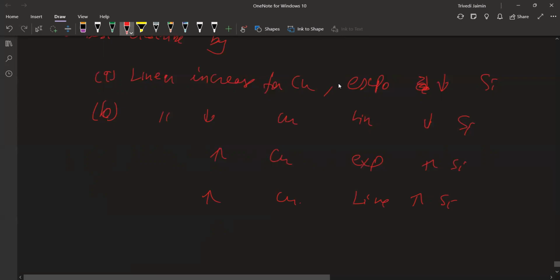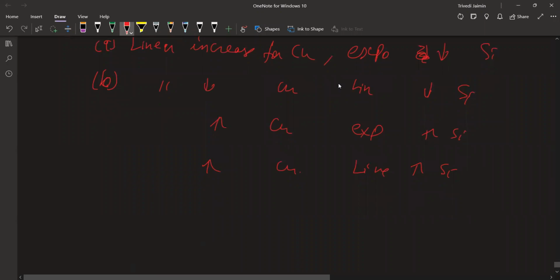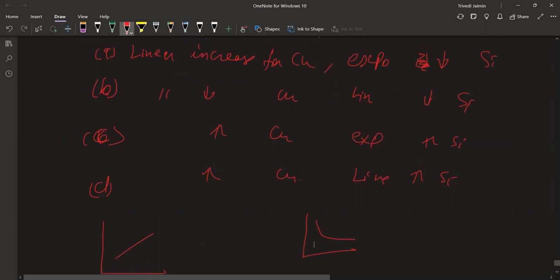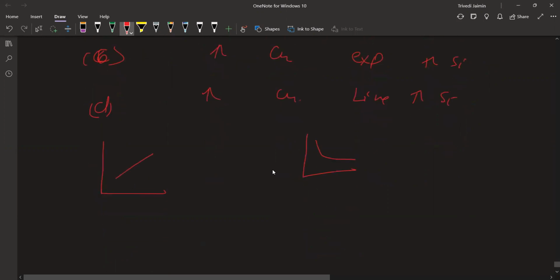So if you see the graph for metals and semiconductors, metal graphs look like this, semiconductor is this way. Sir, yes, option, yes sir. It gives the option. It is exponential. Very good.